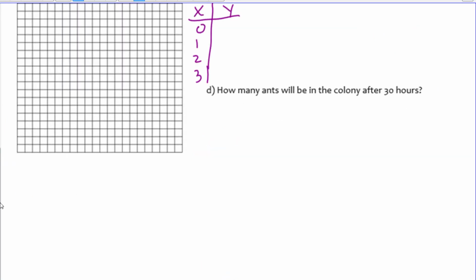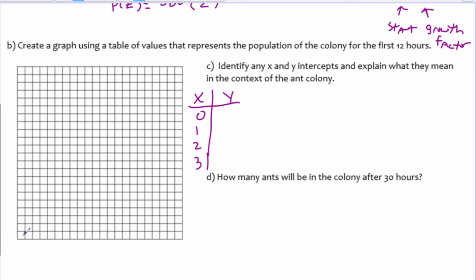So let me move down. We're going to label our graph. In this case I count about 20 dashes across. I'm only going to use these 4, because it's only asking us to go up to the first 12 hours. So we just need to make sure that however we space it out, we're doing so appropriately.